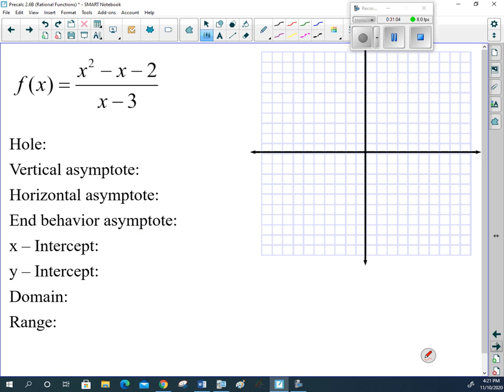Okay, let's do it again. So once again, we're going to just start it all off. So x squared minus x minus 2 divided by x minus 3. So we're going to want to see if it will factor, and the numerator will factor to x plus 1 and x minus 2, and the denominator is x minus 3. So there are no common factors. The vertical asymptote is at x equals 3. So I'm going to come over here and draw a vertical asymptote at 3.